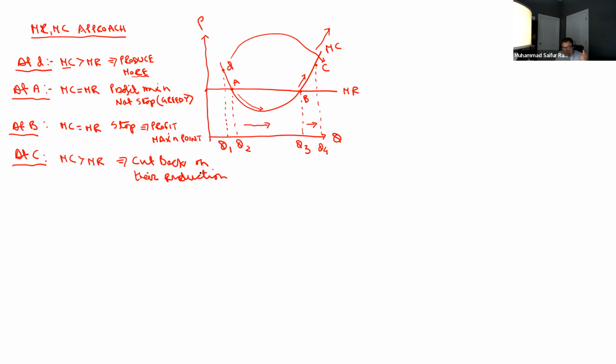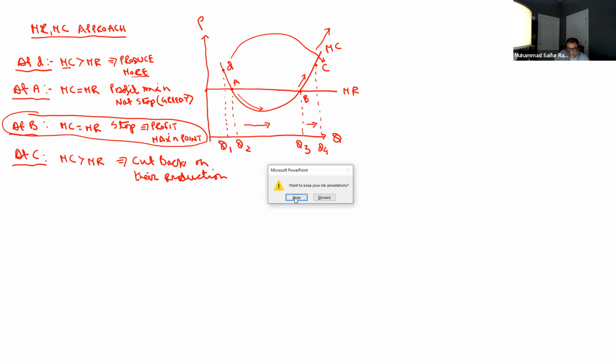So these are the four possible scenarios that can happen when we are trying to find profit maximization using the so-called marginal revenue, marginal cost approach. And what stands out is that our profit maximization is going to be found at point B, where marginal cost and marginal revenue are equal to each other. Okay, so that is interesting.